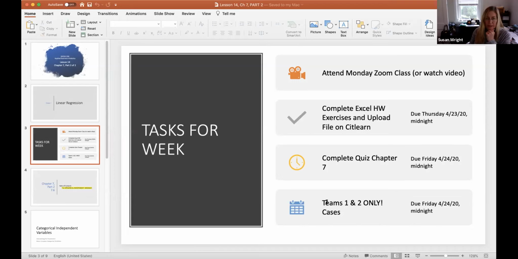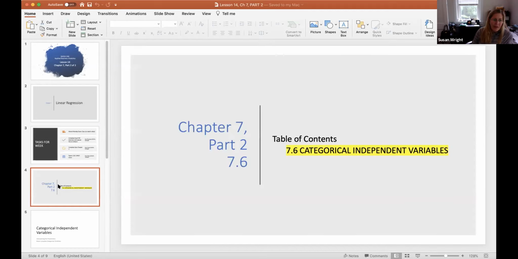And then teams 1 and 2, you have cases to do. I've posted those on SitLearn. They're ready to go. If you need any help or have any questions, just reach out and let me know. Okay, any questions about what you have to do this week? Okay, like I said, we're going to go up through 7.6.